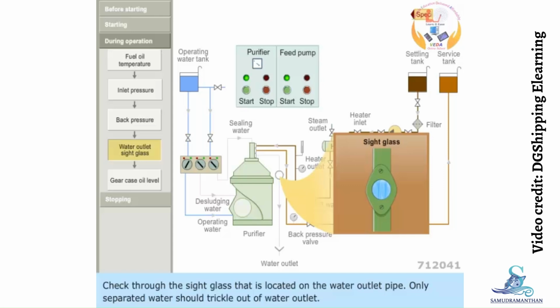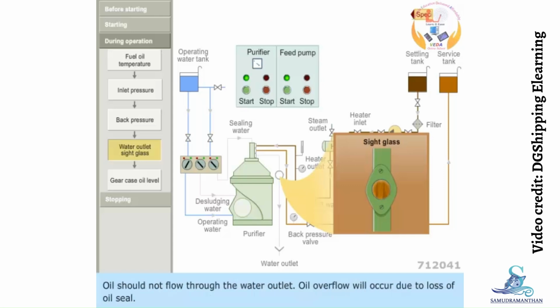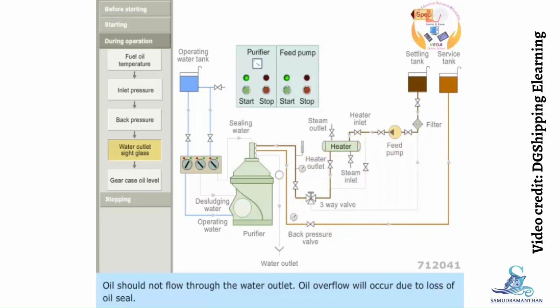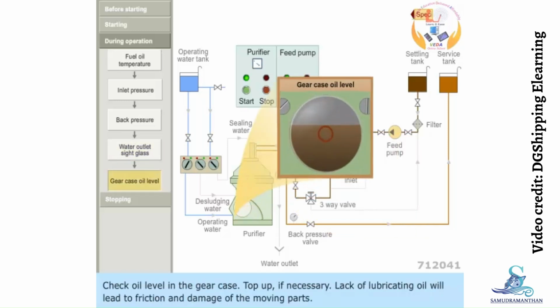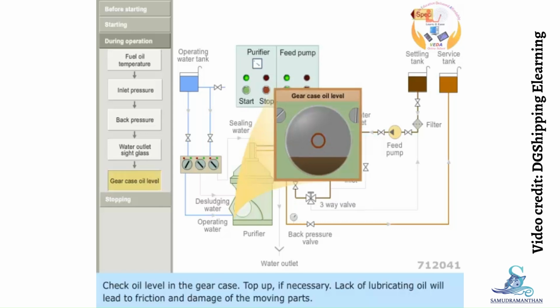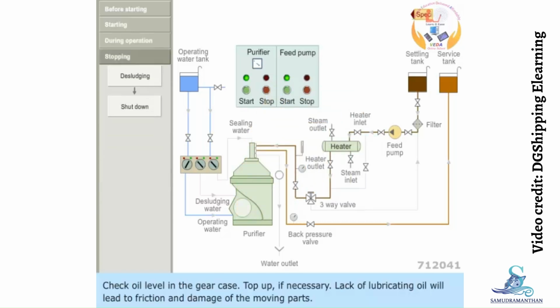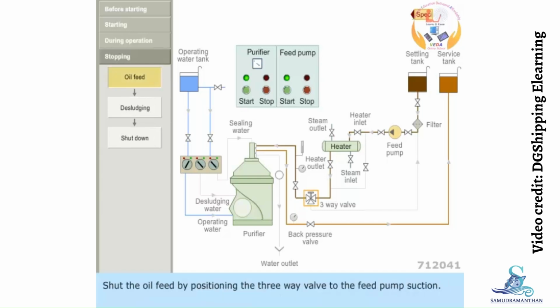Only separated water should trickle out of the water outlet. Oil should not flow through the water outlet. Oil overflow will occur due to the loss of oil sheath. Check the oil level in the gear case. Top up if necessary. Lack of lubricating oil will lead to friction and damage of the moving part. Shut the oil feed by positioning the three-way valve to the feed pump suction.